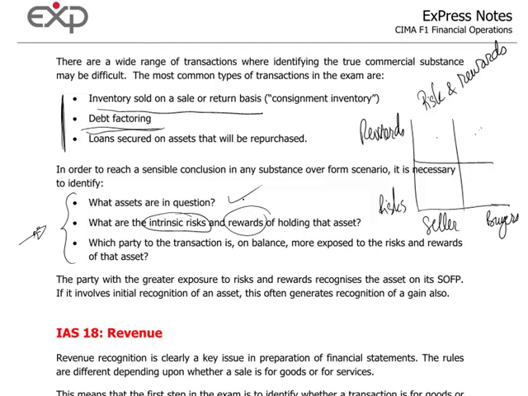And also, which party on balance is more exposed, ultimately, to risk and reward? So sometimes, if you don't have a clear-cut answer on whether the risks and rewards lie with the seller or the buyer, you would be in a position just to exercise some judgment and see who's more exposed to those particular risks and rewards.